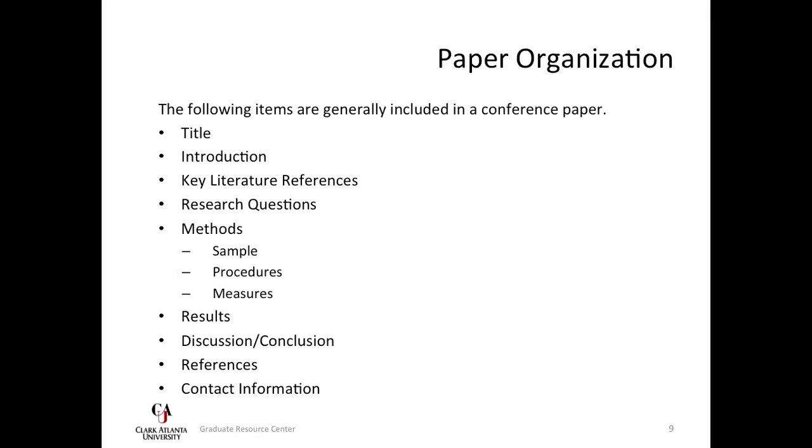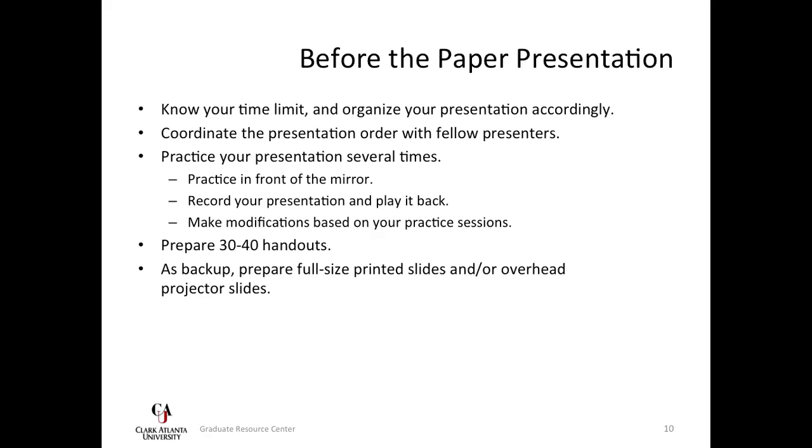You may also want to make copies of your paper available to your audience or to those who may be passing through your panel. General information that's included in a conference paper is the title, an introduction to your study, a brief review of the literature, key research questions, the methods used to collect and to analyze that data, key results, as well as a discussion and conclusion, and your references. You also want to include your contact information in case others want to follow up with you on your research findings or to learn more about your research and possibly even collaborate with you on future research.